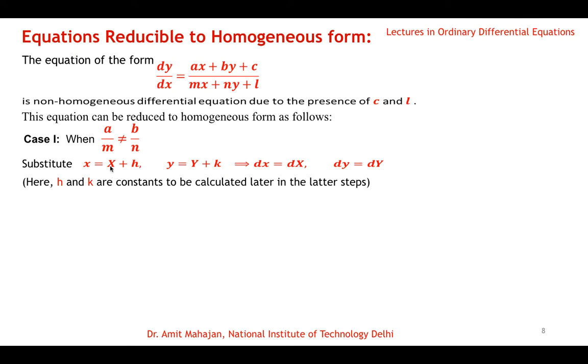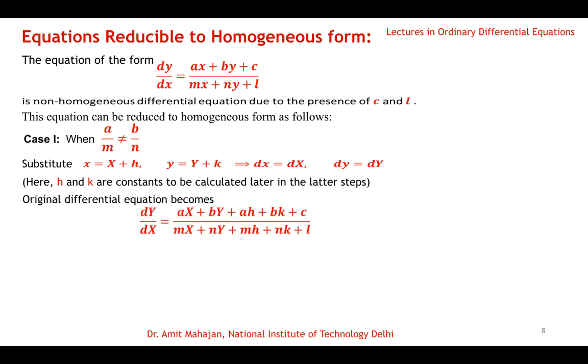So if I substitute x as X plus h, y as Y plus k, and on the left hand side dy as dY and dx as d of capital X, then this equation can be written as dY by dX is equal to, in the numerator, a of X plus h, so aX plus ah, and similarly bY plus bk, and plus c is already there. Similarly in the denominator, mx becomes m of X plus h, so mX plus mh, nY plus nk, and l is already there.